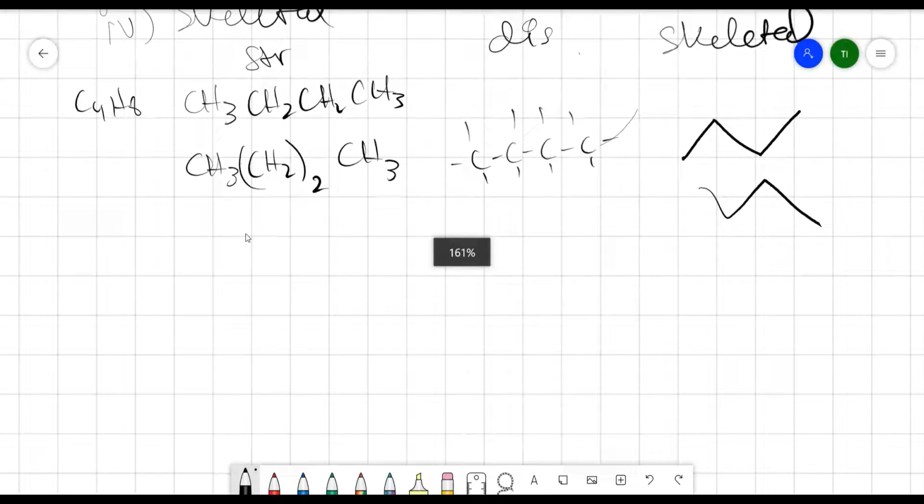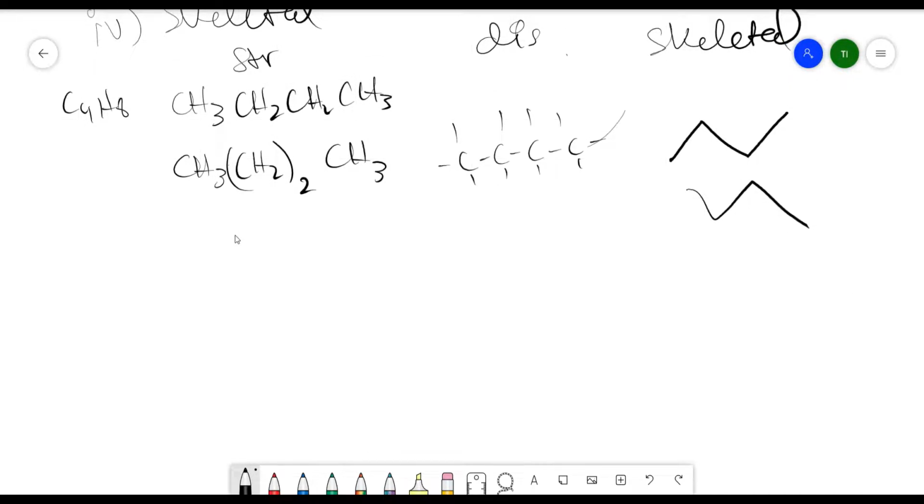Now I'll give you the structural formula, and you have to draw the displayed formula of it. The structural formula is (CH3)2CHCH3. Draw the displayed and skeletal forms of this. Take your time, feel free to pause the video.